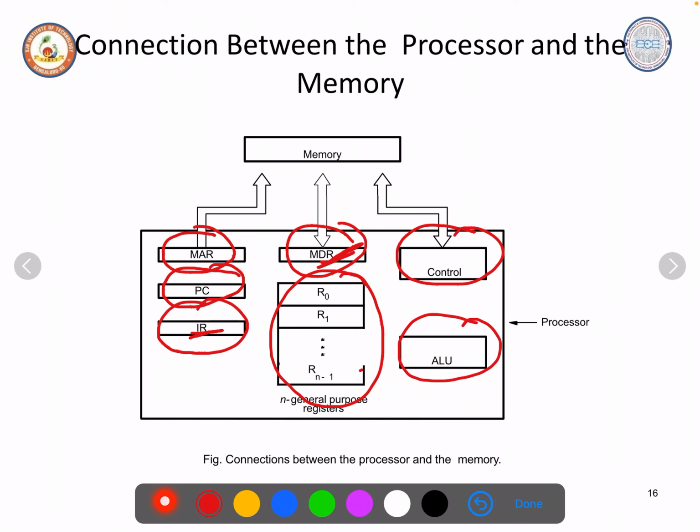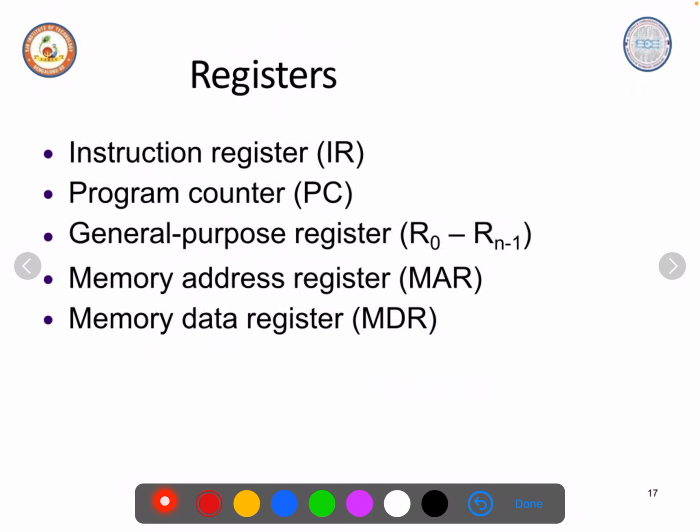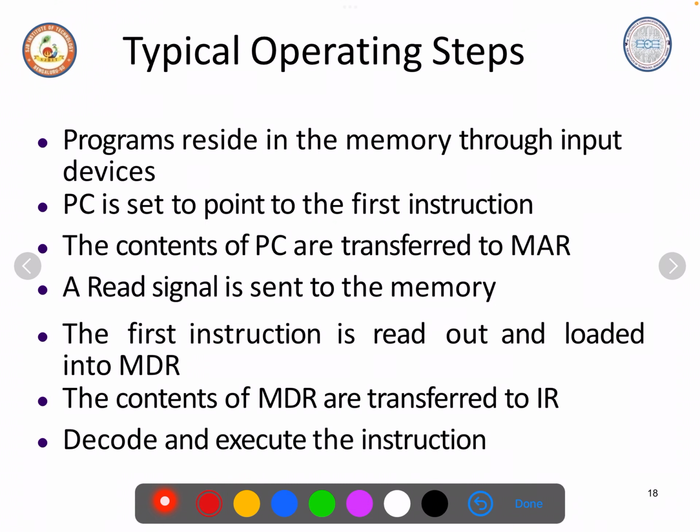So as we have seen, there are different components connecting the processor and the memory unit. You will have an arithmetic logic unit and a control unit. Along with that, you will have n number of registers: MDR, MAR, and some specialized registers like IR, the instruction register, and the program counter. As I have told you, instruction register, program counter, general purpose registers, MAR and MDR. I'll just revise their purpose.